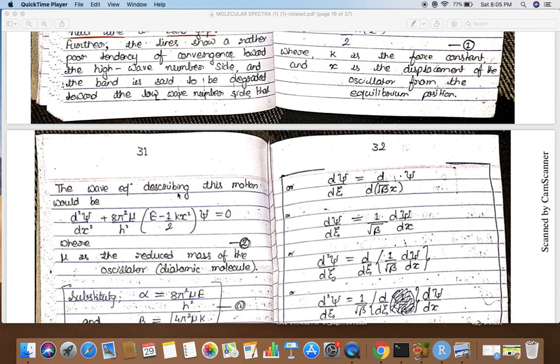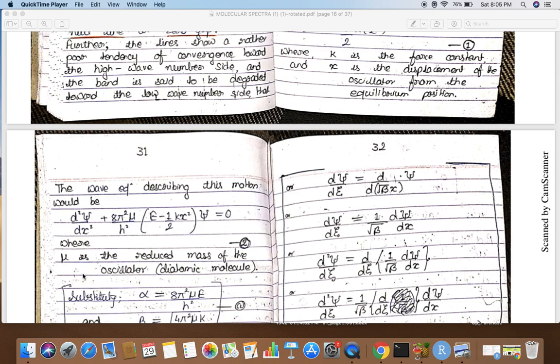So if I write the time-independent Schrodinger equation for a harmonic oscillator, this is d²ψ/dx². This is in a one-dimensional case. We remember it is one-dimensional because the motion is taking place along the bond axis. Then d²ψ/dx² + (8π²μ/h²)(E − 1/2 kx²)ψ = 0.